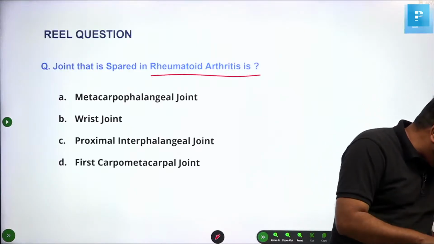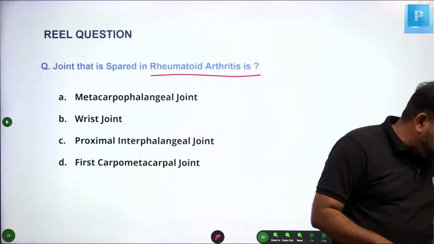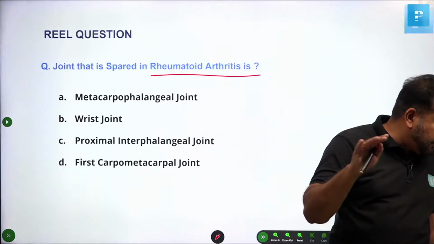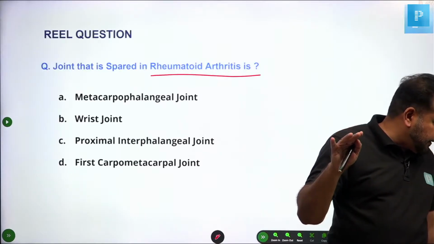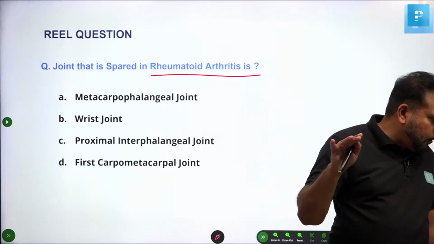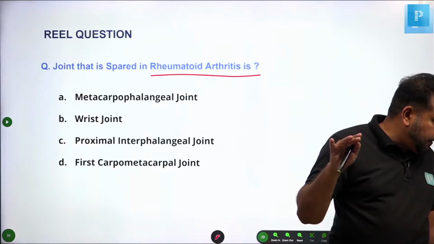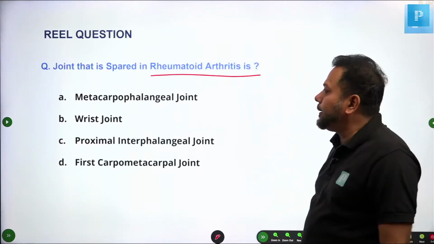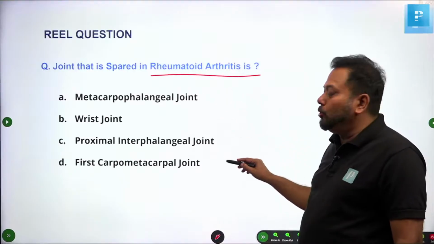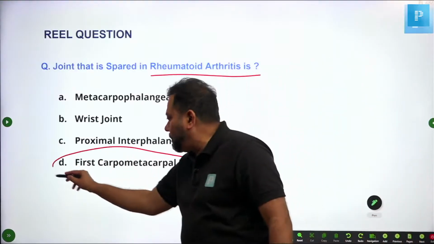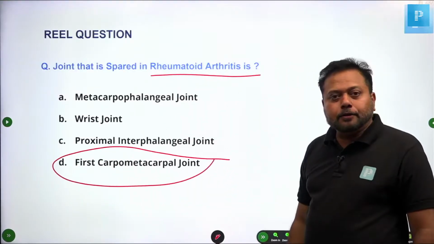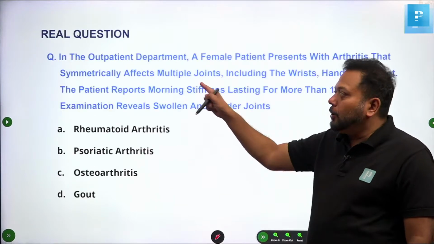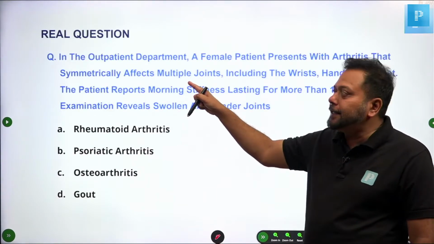Yes, now the answer: Gracie Irudayaraj has answered it. Sadia Wani, you have answered. Rashmi, you have answered. Marvelous. The joint that is spared in rheumatoid arthritis is the first carpometacarpal joint. Now the real question they had asked in INI-CET.